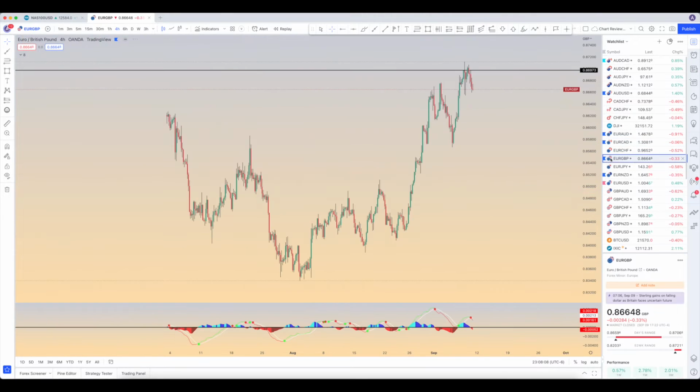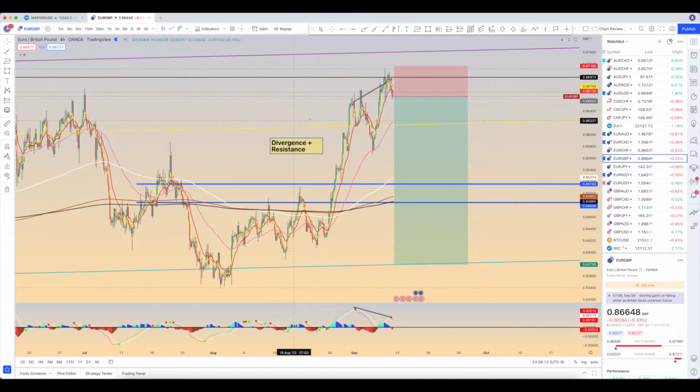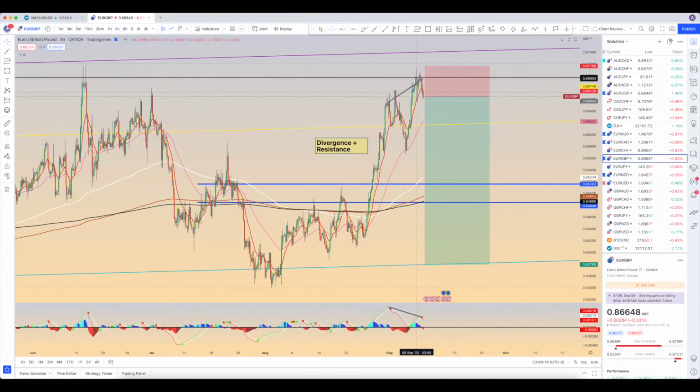Right, so now Euro GBP. The two things that stand out here, pardon me, yawning and gas, and holy, lots of stuff going on with me tonight.